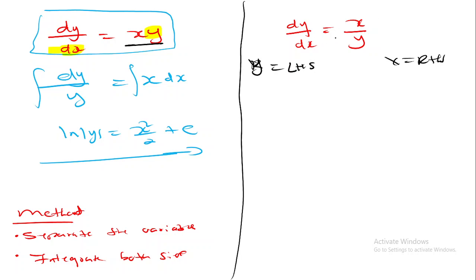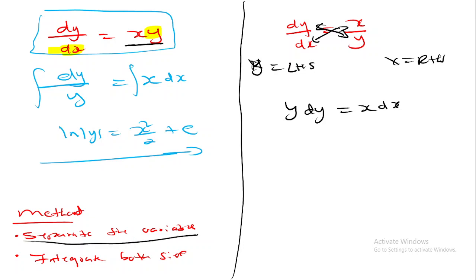We can just easily cross multiply. If we cross multiply here, we're going to end up with y dy equals x dx. We have separated the variables. We're done with this part. Now we move to the next point. We integrate both sides. And then after integrating both sides, we're going to end up with y squared all over 2 equals x squared all over 2 plus c.